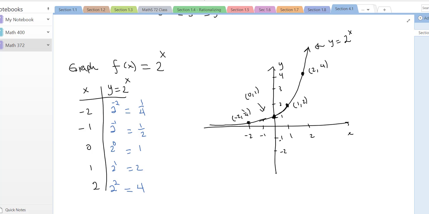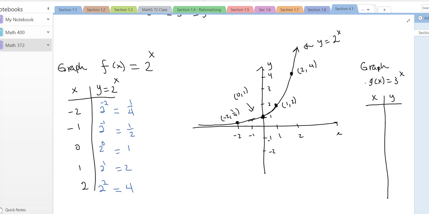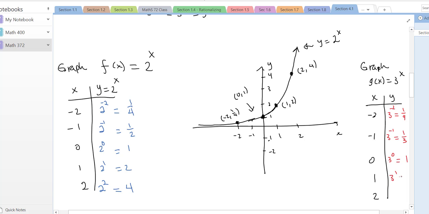Now if I wanted to graph 3 to the x, and say I want to do it in the same axis, so I'm going to go over here. If I wanted to graph 3 to the x, we do the same thing that we did with the other one. So I'm going to have -2, -1, 0, 1, and 2. And my values here, because it's 3 to the x, I'm going to have 3 to the -2, which is 1/9, 3 to the -1, which is 1/3, 3 to the 0, and a non-zero number to the 0 power is 1, 3 to the 1, which is 3, and 3 squared, which is 9.